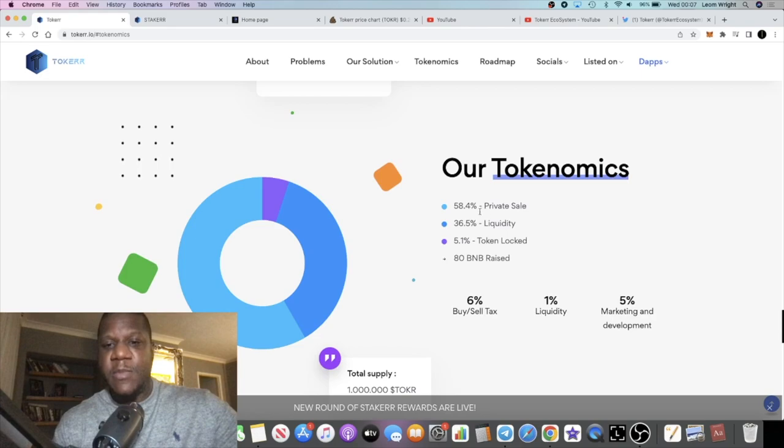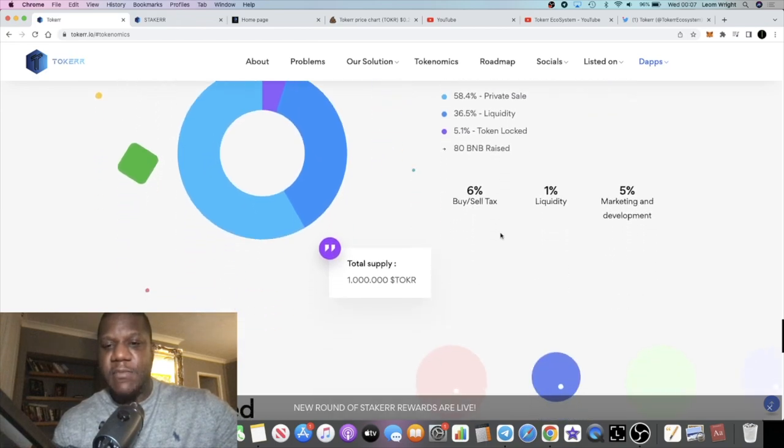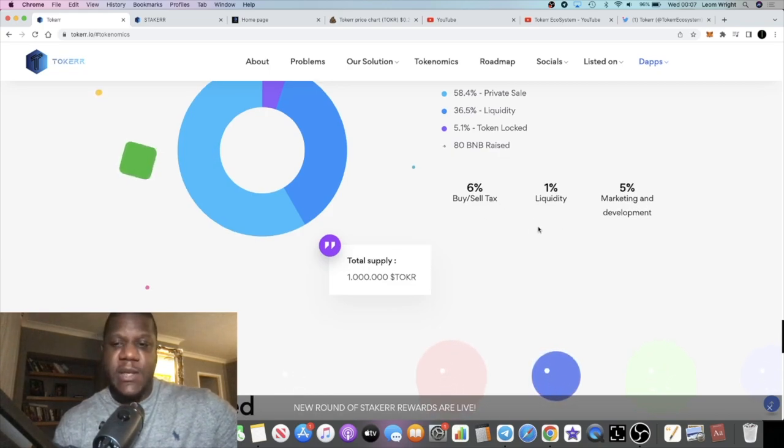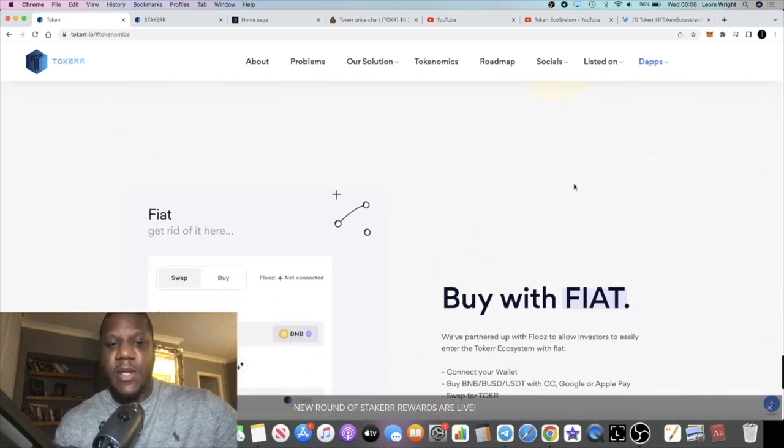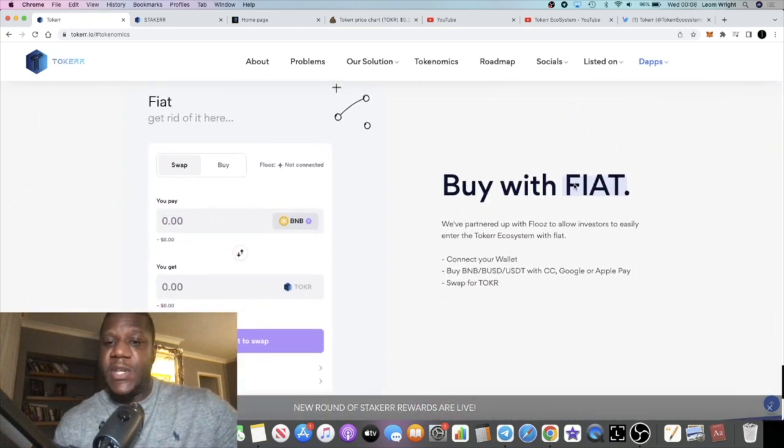All right. So tokenomics. They had a private sale. Okay, 58.4% liquidity. 36%. They raised 80 BNB, so it's very small, and the total supply is 1 million tokens. All right, guys. There are some taxes, 6% buy and sell tax, and obviously that is distributed between marketing and liquidity. But yeah, I think this could be a pretty good project. But you guys will have to make up your own mind.